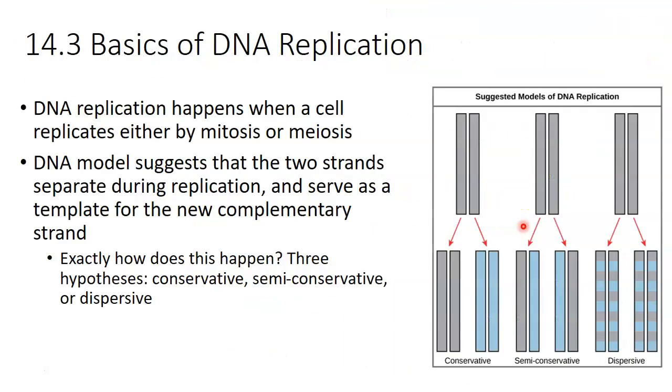Let's go back real quick. See that? So in the conservative model, this would be the DNA of the original cell, right? Made up of both strands made up of N15. And after replication, we would have one double-stranded molecule of DNA, both strands made up of N15 or old. And the new here, this double-stranded piece of DNA would be made up of all N14. So this would go to the bottom, and this would be that band at the top.